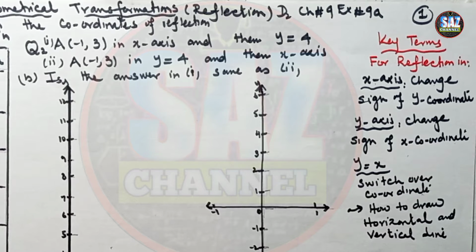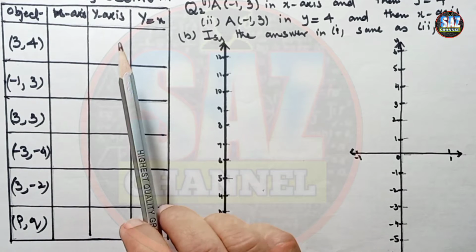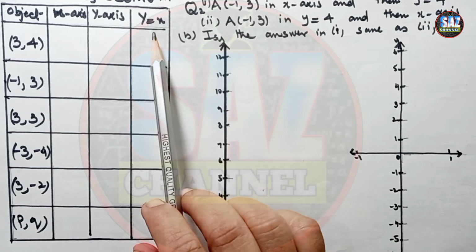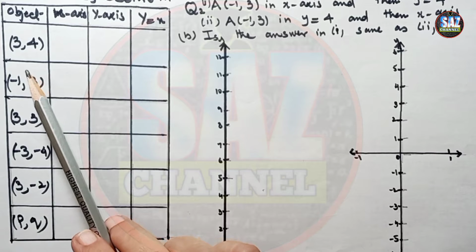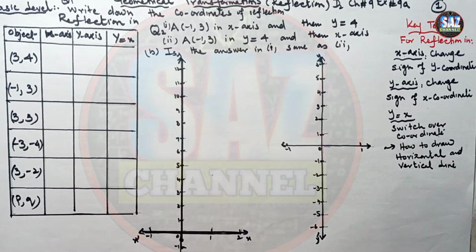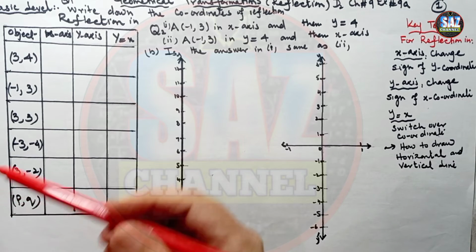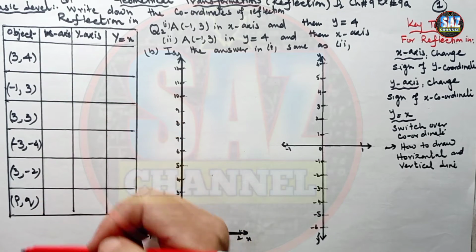Let's read the question first. Question 1 says: write down the coordinates of the reflection of each of the following points in the x-axis, in the y-axis, and in y equals x. So the question is not difficult at all if you have the rules of reflection in your mind, that for reflection in the x-axis we have to change the sign of the y coordinate. So first of all, I'm going to find the image of all of the points in the x-axis.